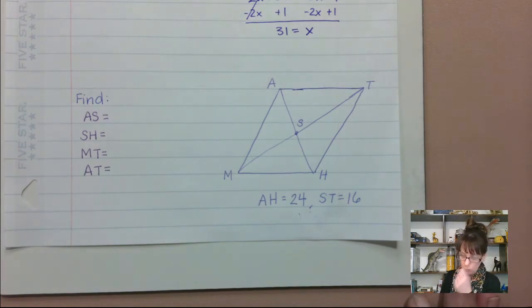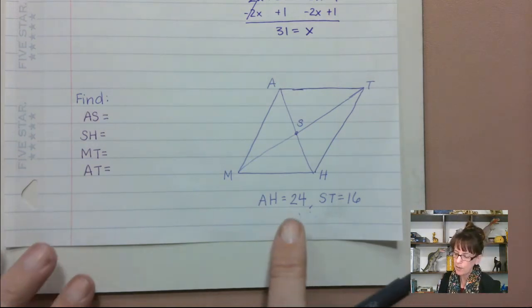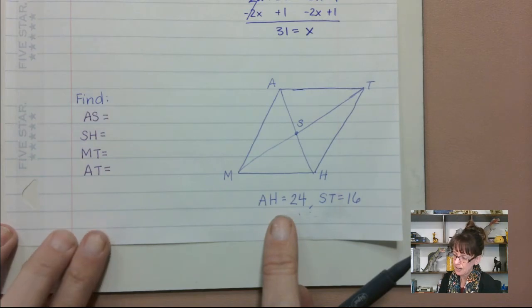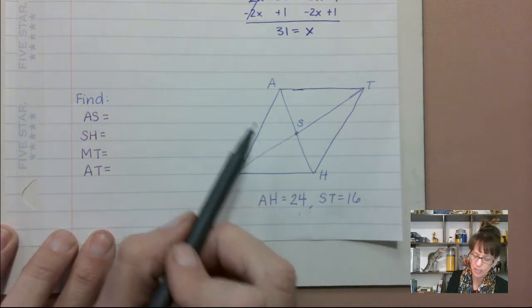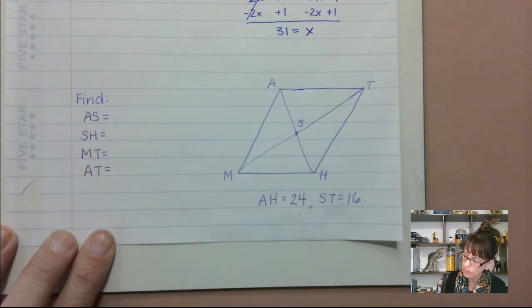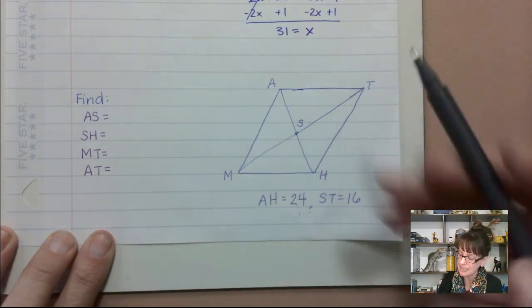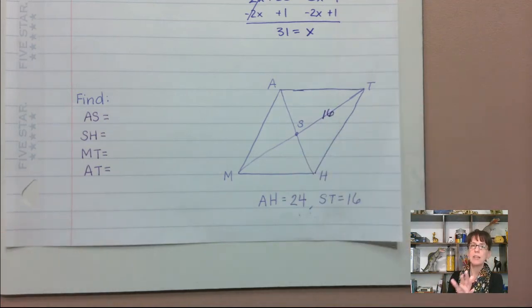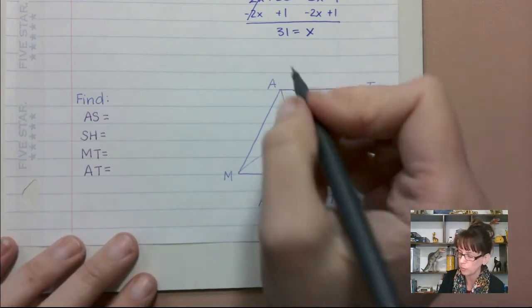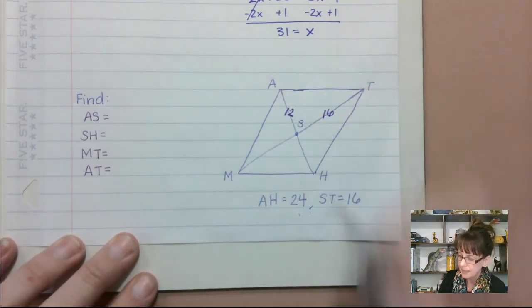All right, so now let's talk about how this applies to our sides and all the rest of our rhombus. Okay, so we know AH is 24 and ST is 16. So we know AH right here is 24 and ST is 16. Okay, so we know this guy right here is 16. Now, the diagonals bisect each other, meaning that because this is 24, we also know this guy right here is going to be a 12.